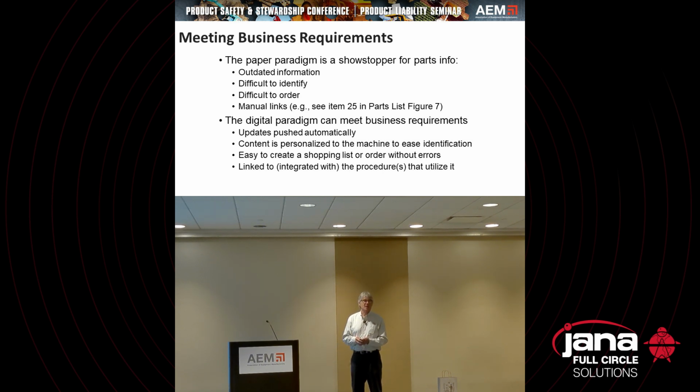The information is outdated about the time you print it. It's difficult to identify what the part is. You're hoping to find the right part in a paper manual or even a PDF manual. If you're ordering it, you have to invariably transcribe numbers. And if there are links, they're manual links. So we feel that a digital paradigm, and I know a lot of you have gone to electronic parts catalogs, we think a digital paradigm is certainly much better.